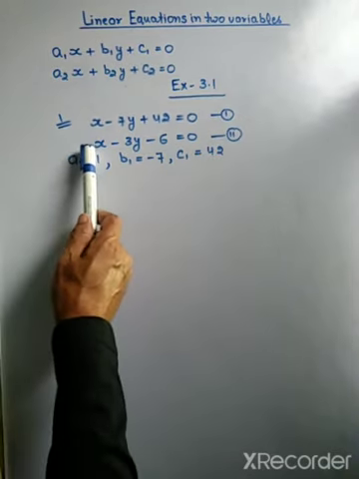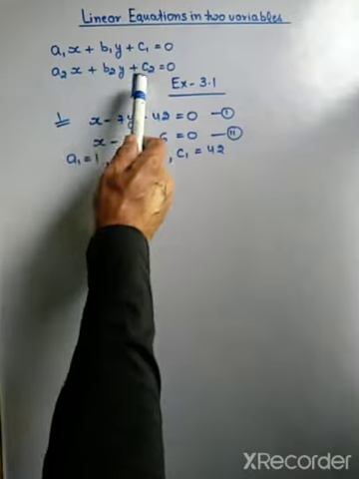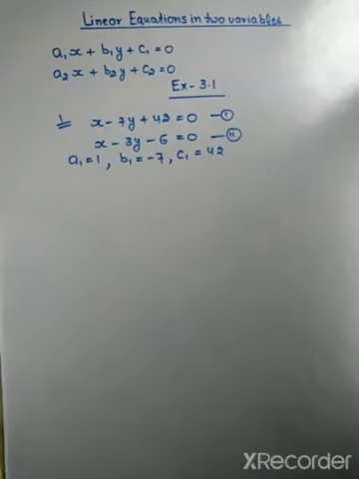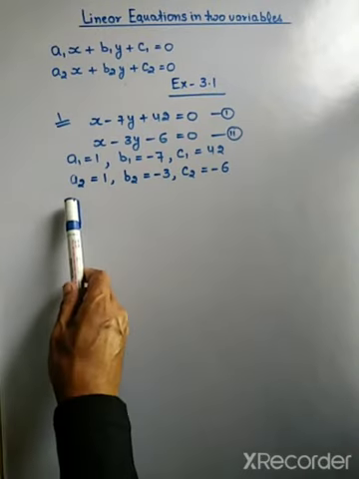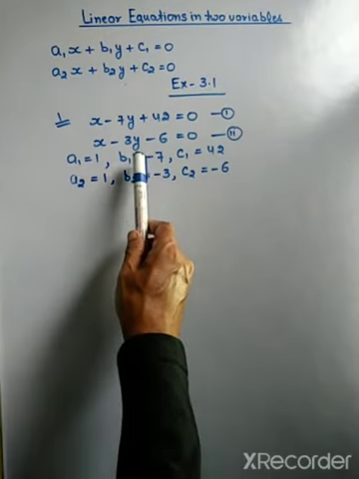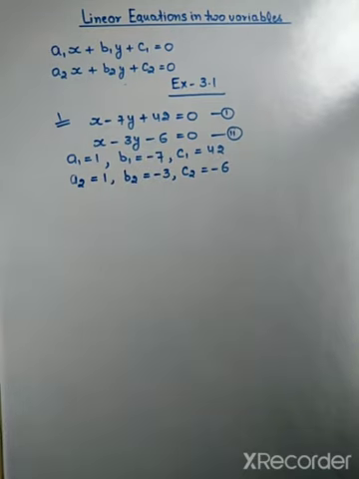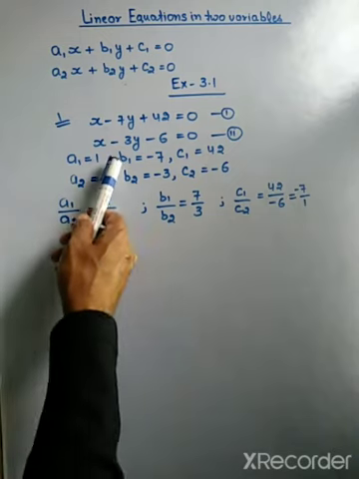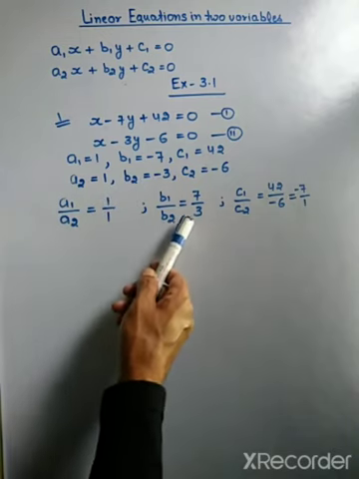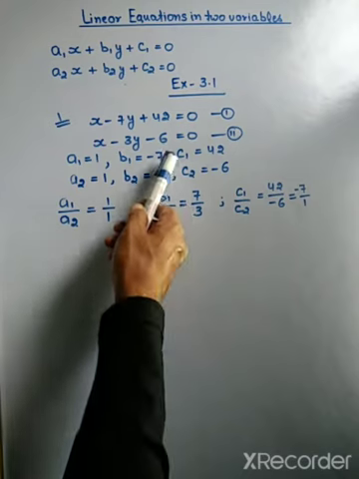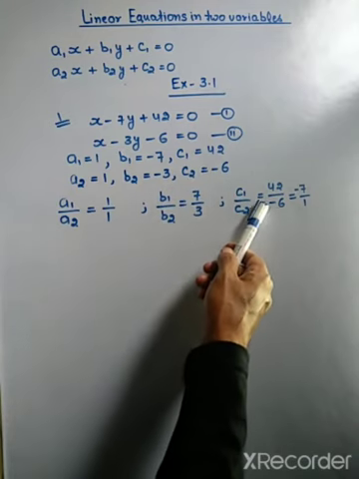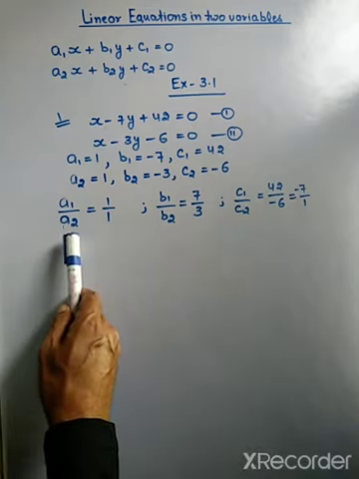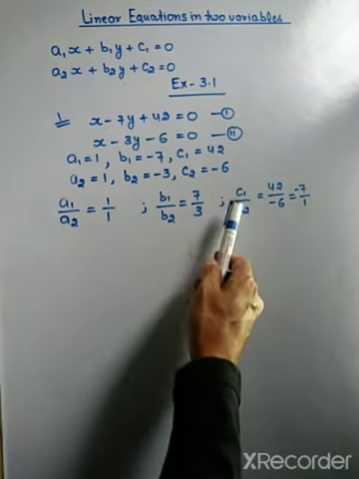Now compare the second equation with a2x plus b2y plus c2 equals 0 and find the values of a2, b2 and c2. The value of a2 is 1, b2 is minus 3 and c2 is minus 6. a1 upon a2 is 1 upon 1, that is 1. b1 upon b2 is minus 7 upon minus 3, which is 7 upon 3. c1 upon c2 is 42 upon minus 6. 6 sevens are 42, so minus 7 upon 1. By this we can find the ratios a1 by a2, b1 by b2 and c1 by c2.